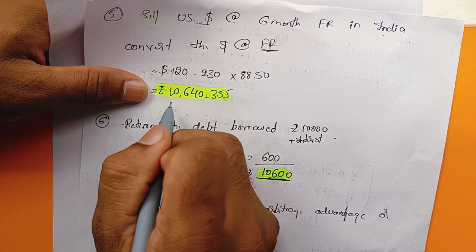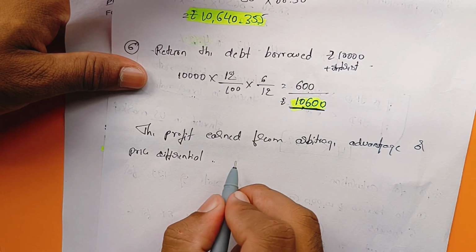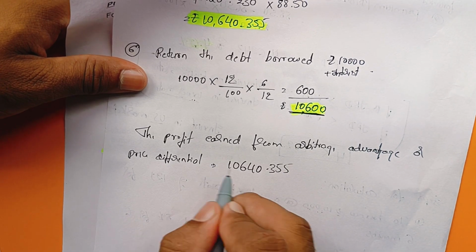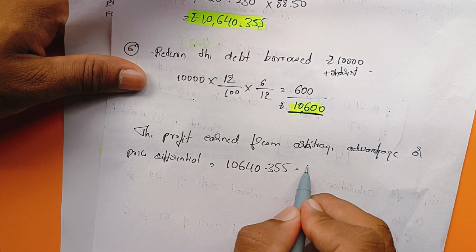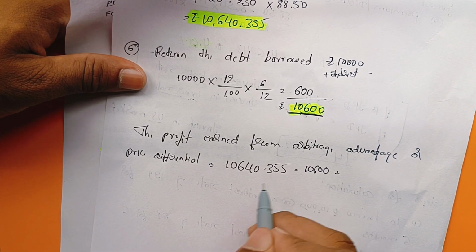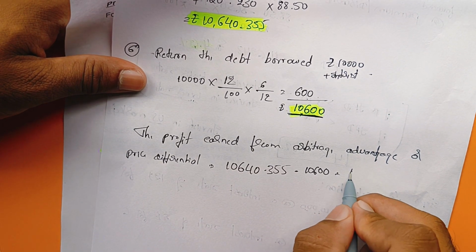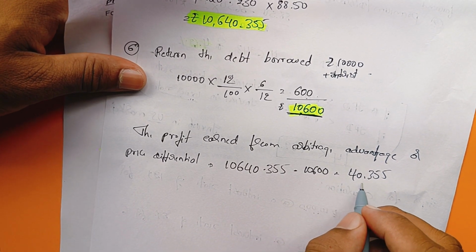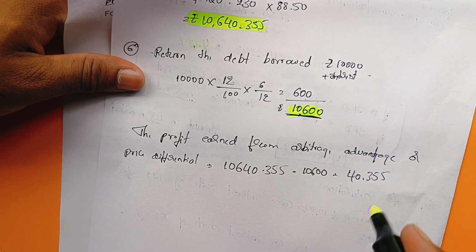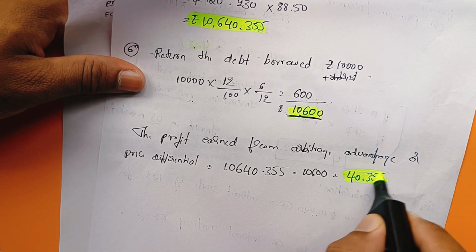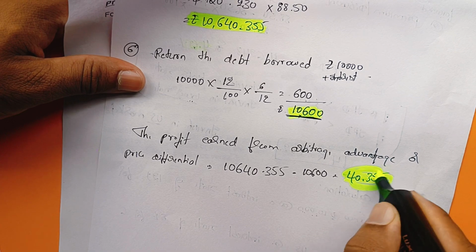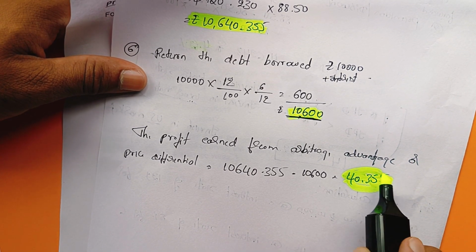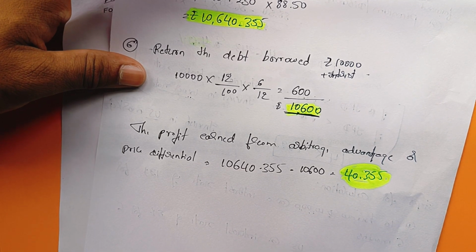After selling the US dollar, we got 10,640.355. Then we returned the amount of 10,600. Even after returning, there is a remaining amount of 40.355. This 40.355 is nothing but the advantage we made by taking the price differential.